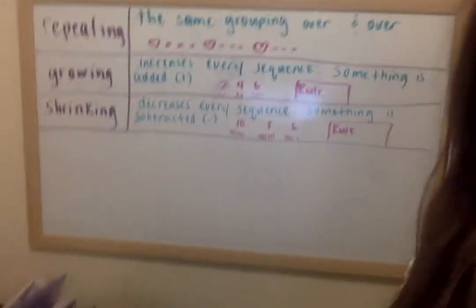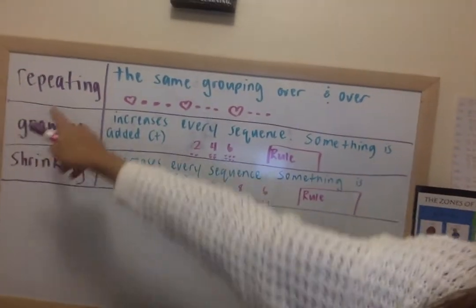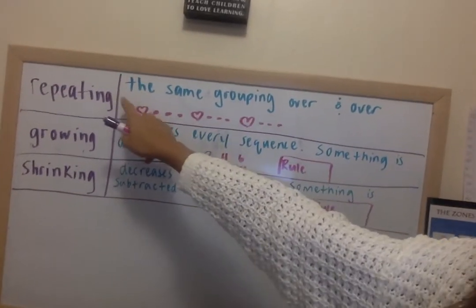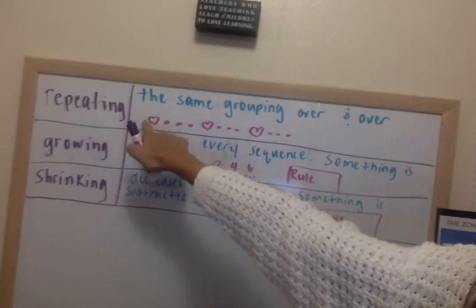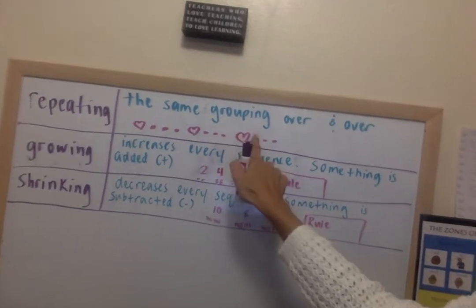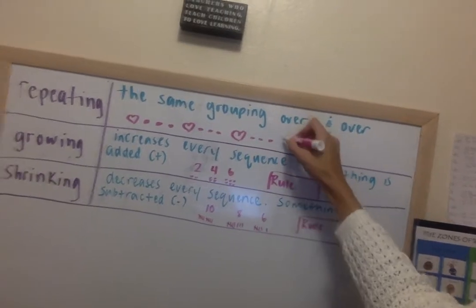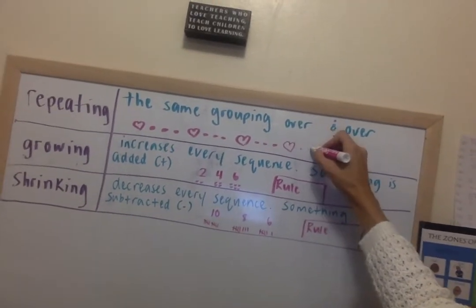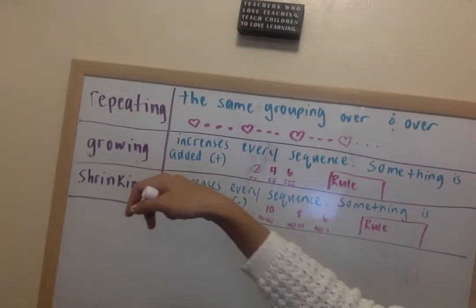There are three different types of patterns that we've learned about, and I'm just going to move my computer so you can see them a little better. We talked about repeating patterns, and a repeating pattern has the same grouping over and over. For example, we have heart, dot, dot, dot, heart, dot, dot, dot, heart, dot, dot, dot. What would come next? Another heart, right? Dot, dot, dot.